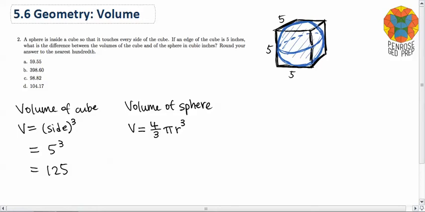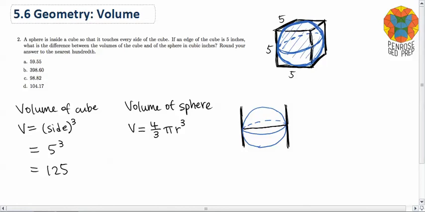Recall that the sphere touches every side of the cube. Let's try thinking of only 2 sides of the cube. I'll draw it like this, that are parallel to each other. Since the sphere touches both of these sides of the cube, it'll look something like this. So now the diameter of the sphere is actually this distance here, which happens to be the distance between these 2 sides. Pause the video now and try to figure out the distance between the 2 sides of the cube.